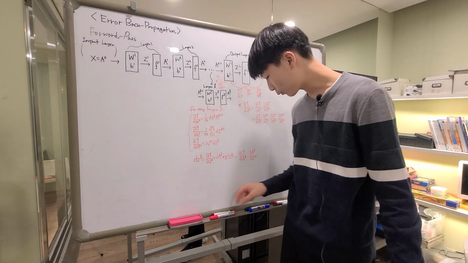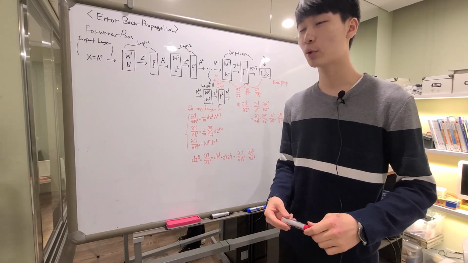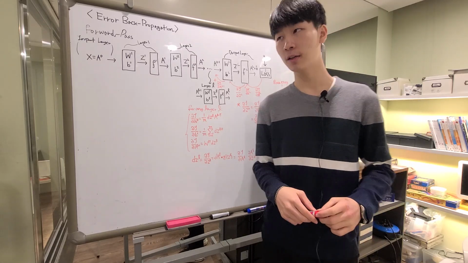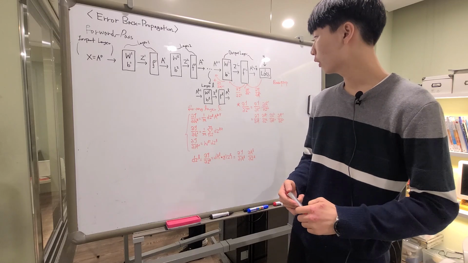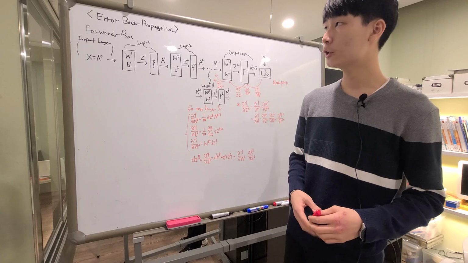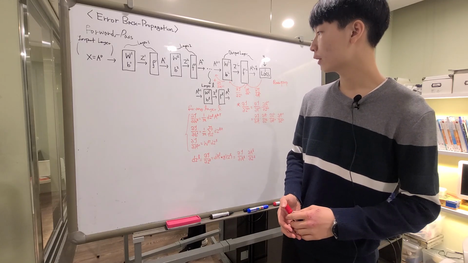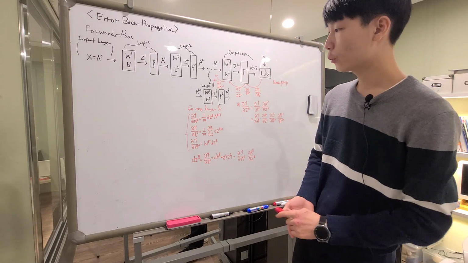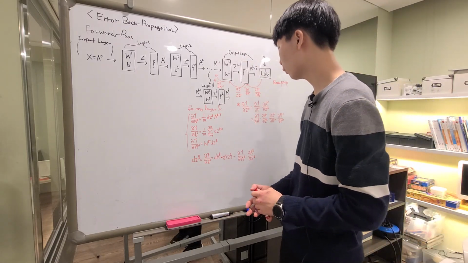Hello, in this video I'm going to be talking about neural networks, in particular about error backpropagation. Error backpropagation is a computational technique that we use to train our neural network model. It allows us to calculate the derivative of the loss function with respect to each of the parameters. So this is particularly useful.